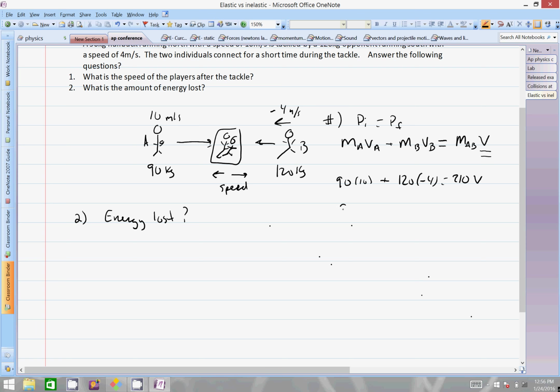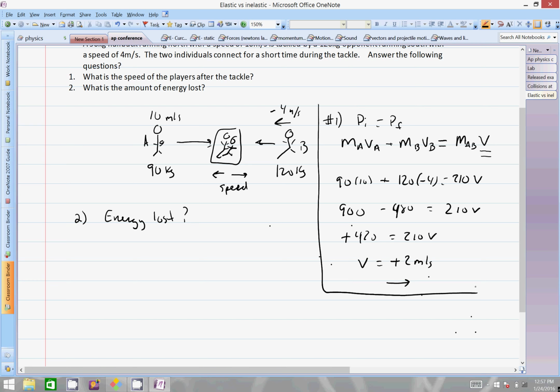So do our math. 90 times 10 is 900, and 120 times negative 4 is negative 480, which equals 210 V. Solving for that, 900 minus 480 will be a positive 420 equals 210 V, and V will be positive, so I'm traveling to the right at 2 meters per second, and that is the answer to number 1 on this problem.